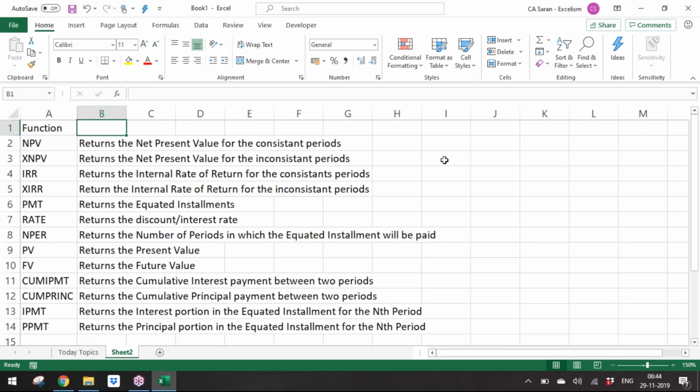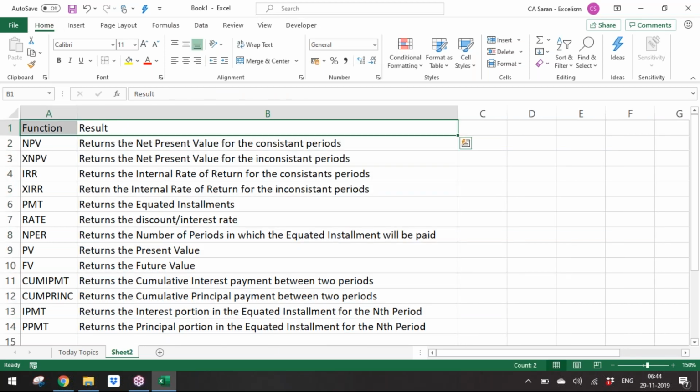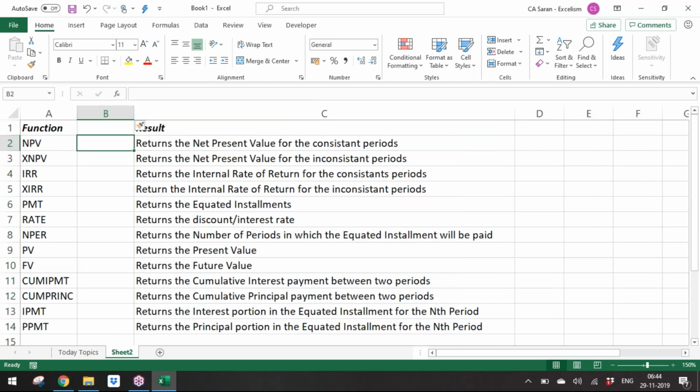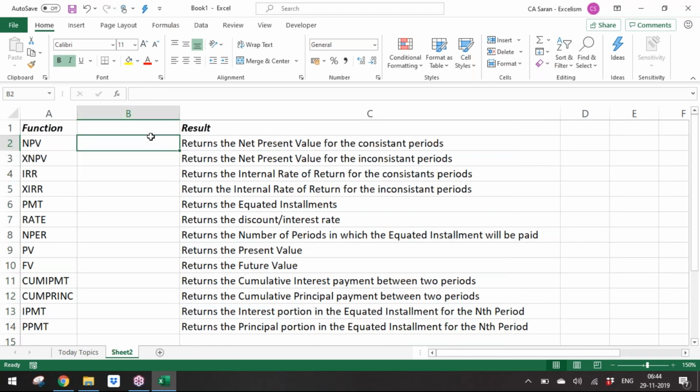Okay. Now this is the result. This is what this function does. Now, what we'll try to see: to use the NPV function manually, if I want to calculate NPV, what are the minimum parameters which are required? I'm sure there must be a discount rate, then there must be cash inflows or cash outflows. Why am I keeping it in the bracket? Because cash outflows are negative.